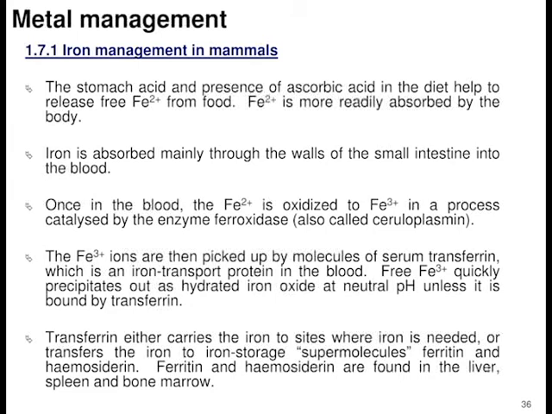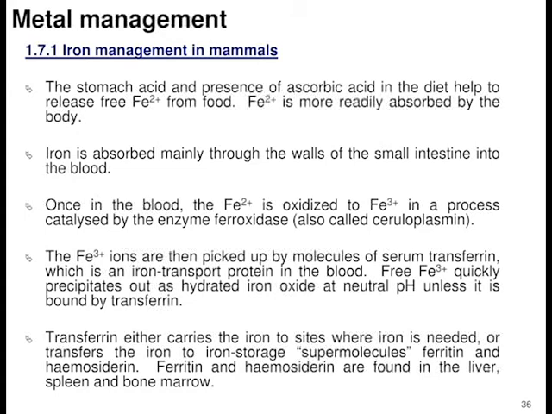So this is the one: transferrin carrying the iron to the site where it is needed, or it will be transferred to the iron storage form, which is known as ferritin. So another keyword is ferritin. Ferritin is the iron storage form. Basically, it's just a ball encapsulating the iron 3.